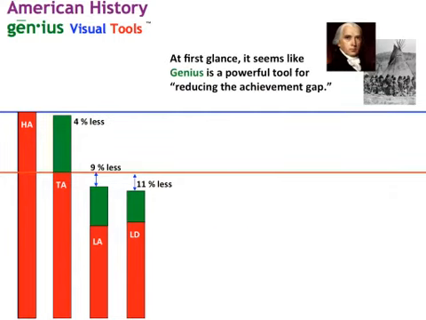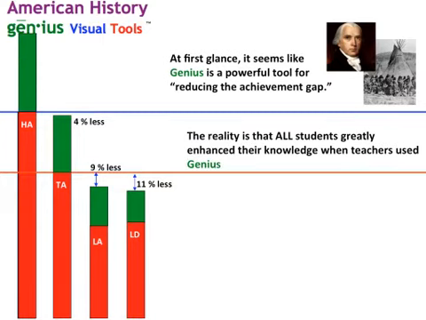So at first glance, it seems like Genius is a really powerful tool for reducing the achievement gap. The reality of it is we really didn't find that, because what we found is that all students were significantly enhancing their knowledge when teachers were using the Genius materials. And this is kind of unusual because typically intervention studies like this will find significant changes in students with LD, low achievers, and typical achievers, and you'll find a lot of gains there. But the high-achieving students typically don't change that much.